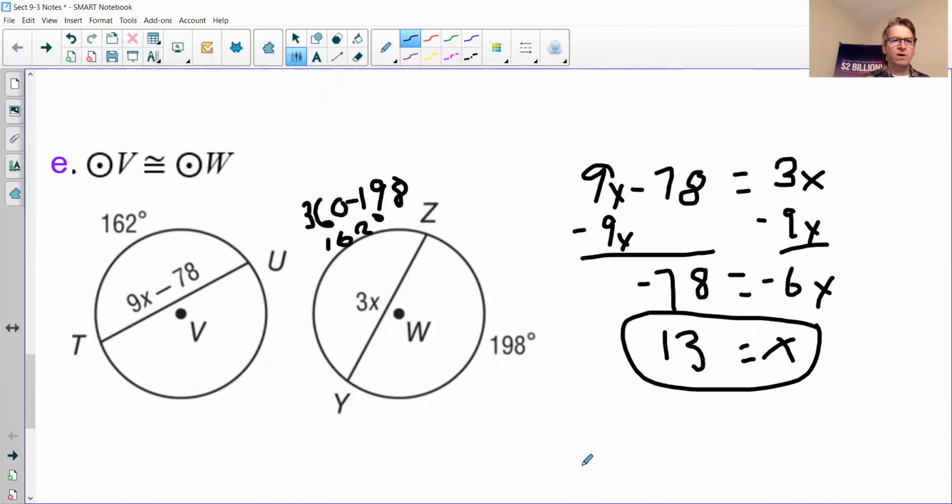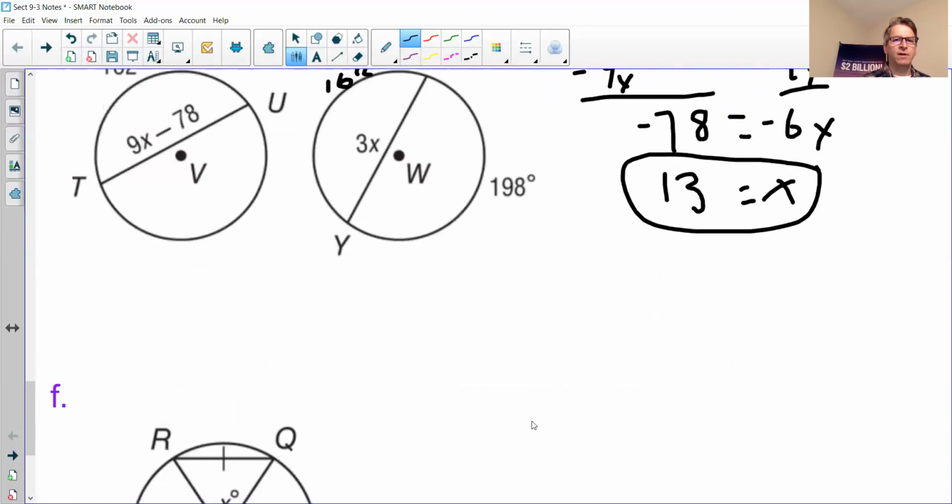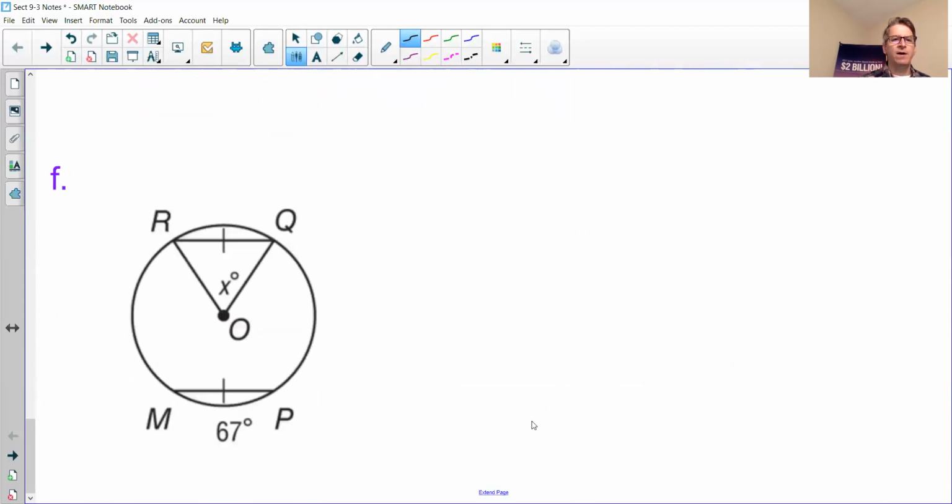The last one's a quick one, letter F. Here we've got ourselves a chord that's congruent to a chord here. We have x degrees of this angle, and if this is 67 degrees, this is also 67 degrees. And that's the first theorem, which goes pretty fast.